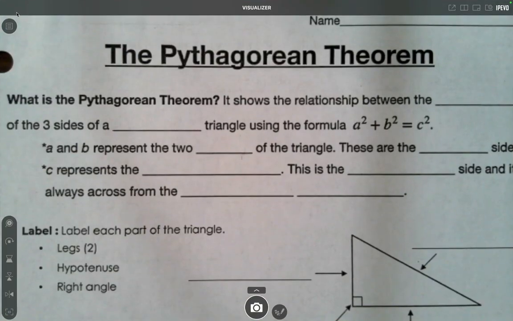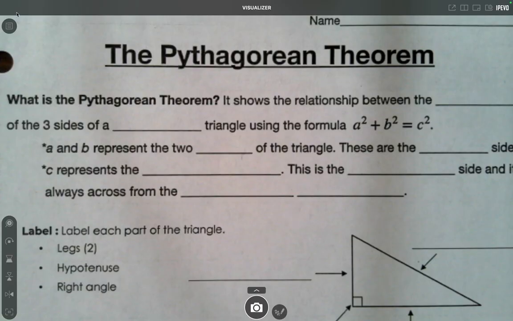The Pythagorean Theorem. This is, believe it or not, in the history of math, maybe the history of the world, one of the most important and pivotal things that was ever discovered by anyone. This guy's name was Pythagoras, hence the Pythagorean Theorem. So what is the Pythagorean Theorem?